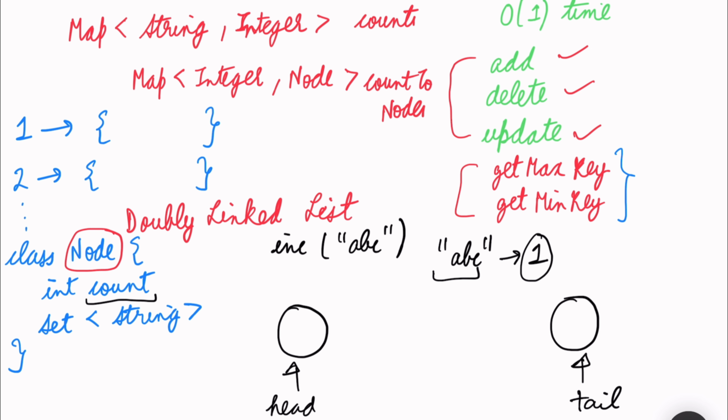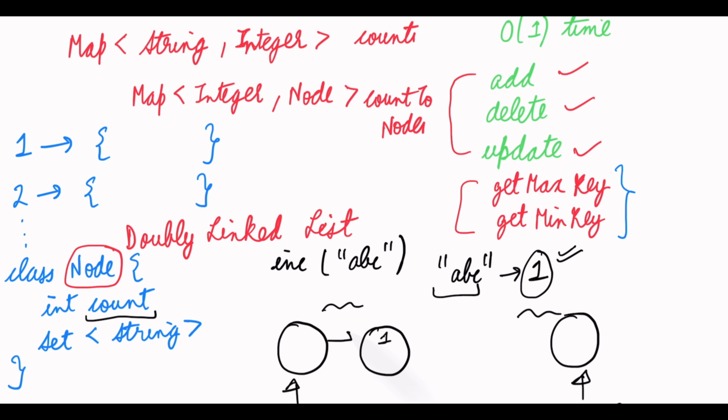So the lowest count is near the head and the highest count is near the tail. So the lowest count in our doubly linked list is going to be 1. So then we check if there exists a node already which has a count 1. That node should be head.next, and if the count is 1, then that means that node already exists, and then we can simply add the string ABC to this node. And if it does not exist, then we create this new node and insert it between head and head.next.